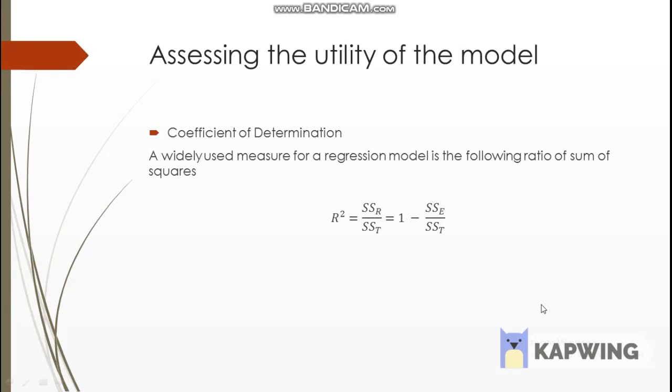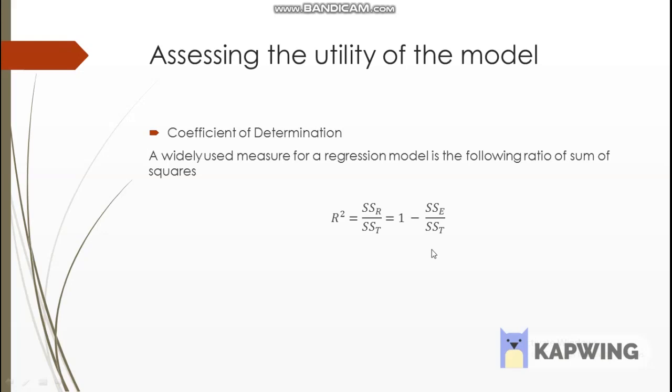Okay, today I want to explain about assessing the utility of the model and the coefficient of correlation and determination. First, the coefficient of determination. A widely used measure for a regression model is the following ratio of sum of squares, and the formula is, as you can see in the presentation. The coefficient is often used to judge the adequacy of a regression model.